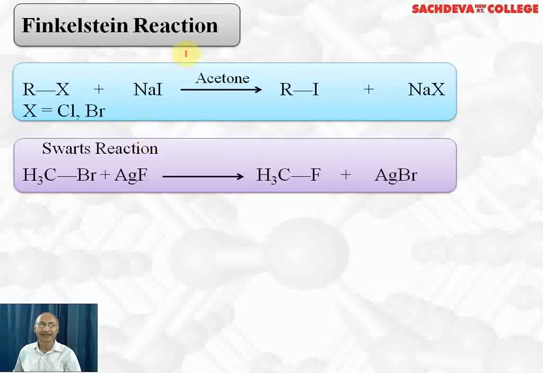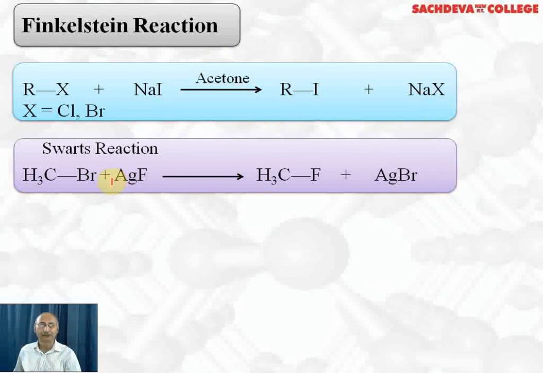Finkelstein reaction involves exchange of halide. If you have RX, where X is Cl or Br, we react with NaI, and acetone is used as a solvent, we get alkyl iodide plus NaX. So this is called the Finkelstein reaction in which exchange of halide is taking place. Here chloride can be replaced by iodide, bromide can be replaced by iodide, and acetone is used as a solvent.